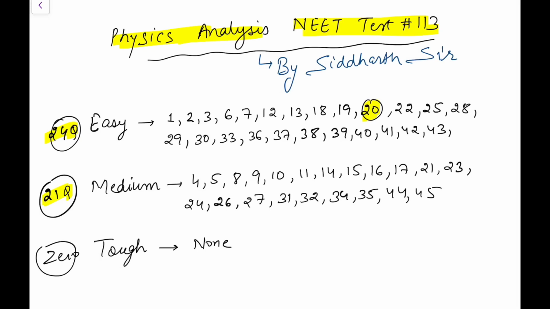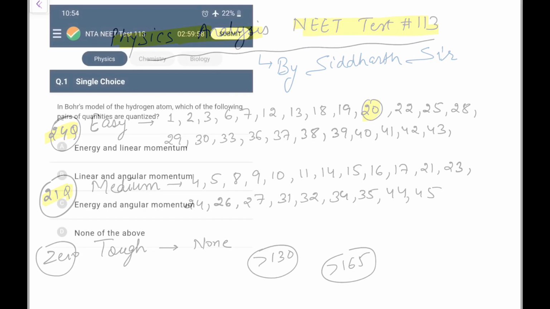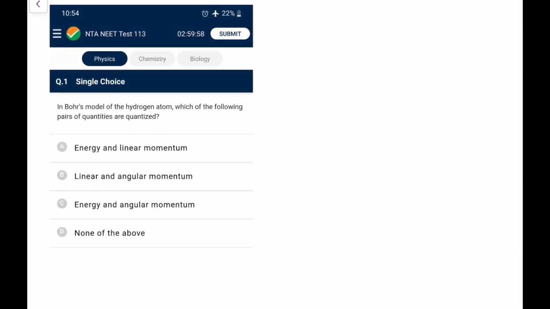So going by my style, 24 and 10, 34. 34 means a score of 130 plus is a must for this paper if you are thinking physics is somewhat decent, and if you are very good it should be 165 plus for sure in this paper. It's a cakewalk.